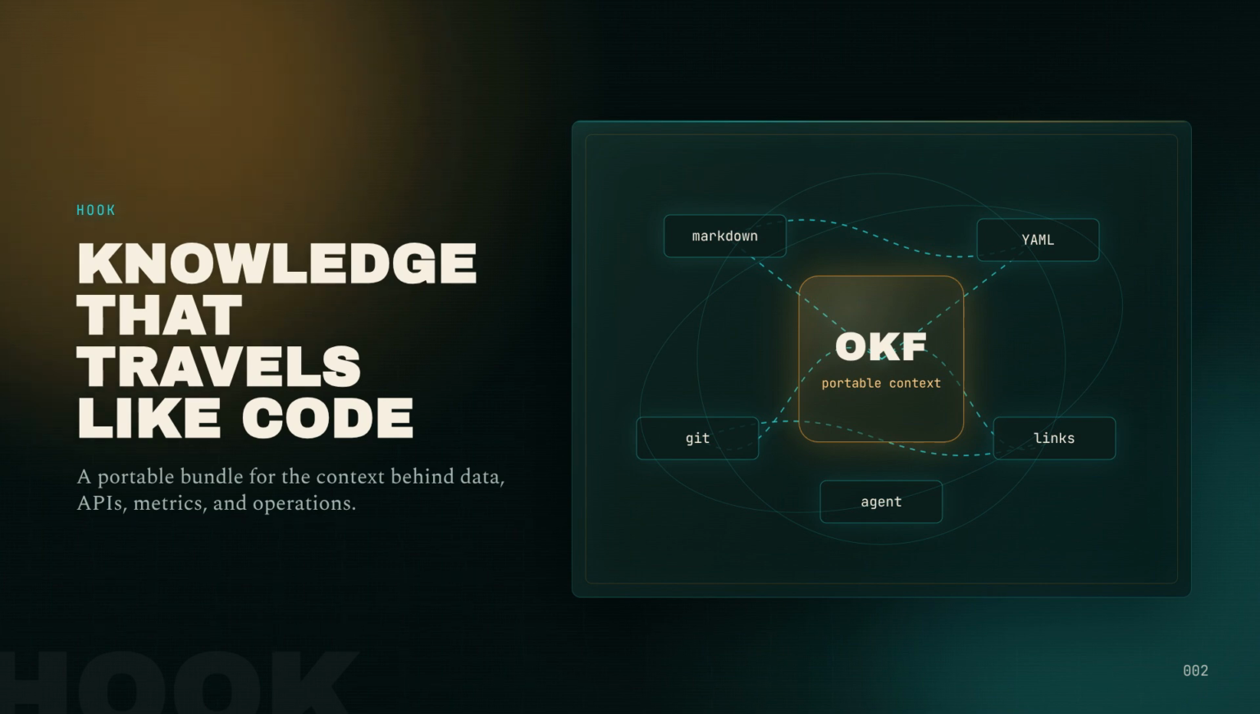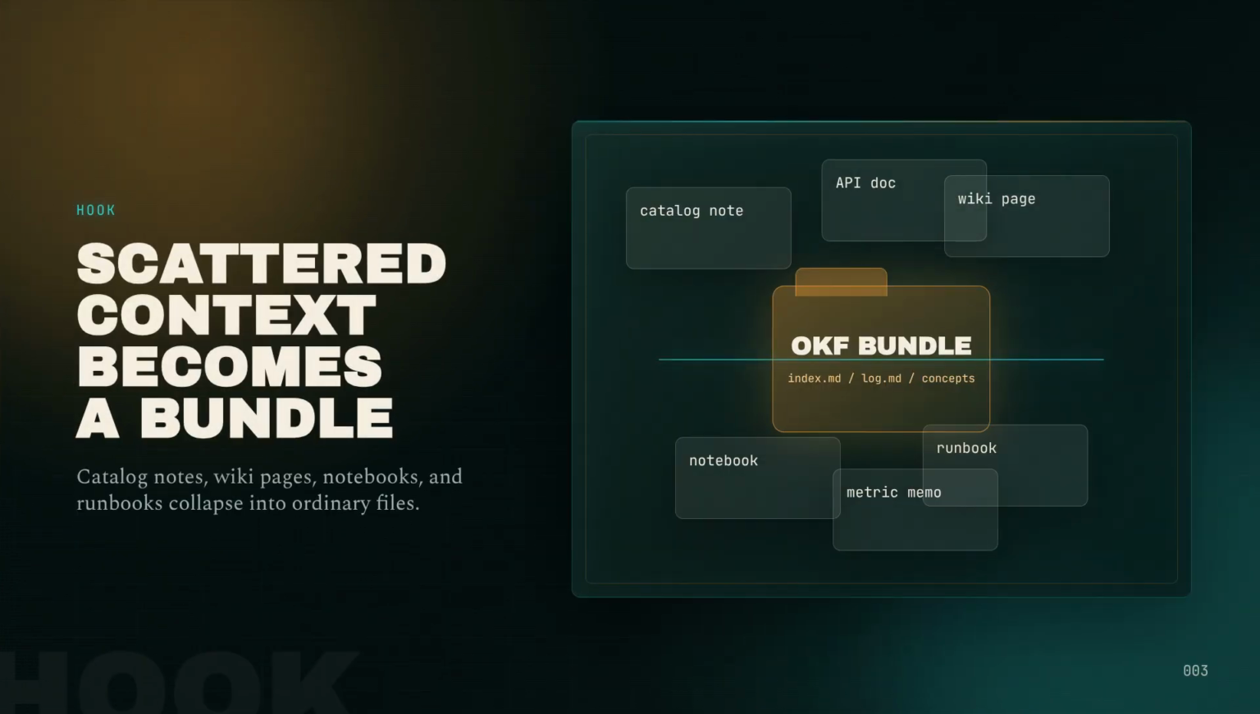That is the promise behind Open Knowledge Format, or OKF, a tiny draft spec for turning messy organizational context into files that humans can read, agents can parse, and teams can review in Git.